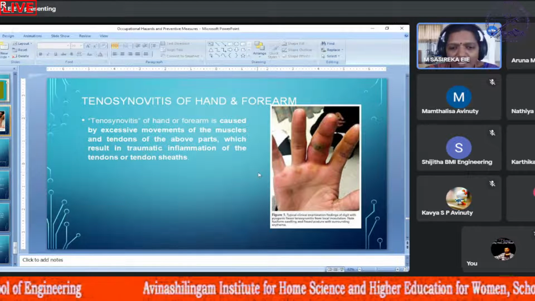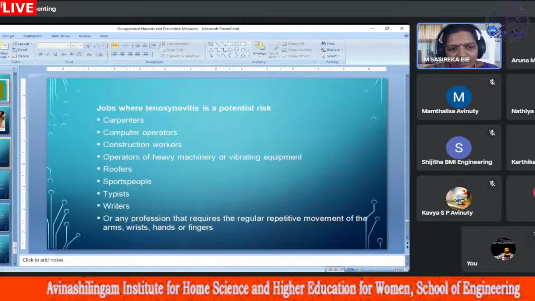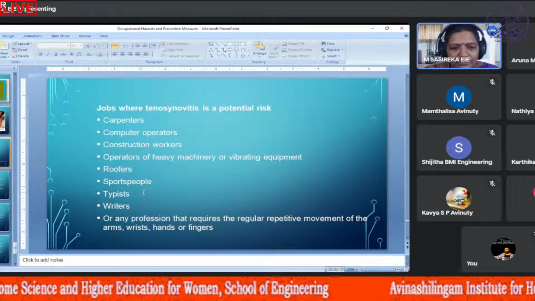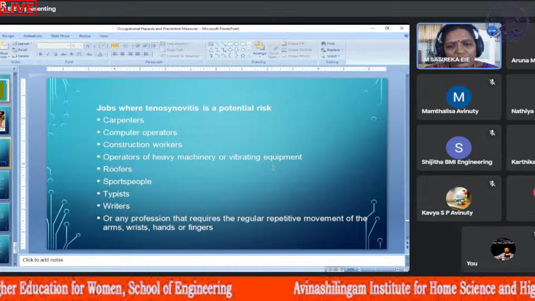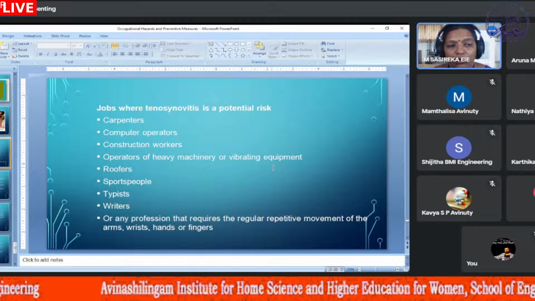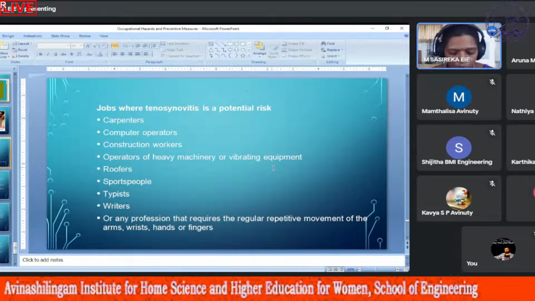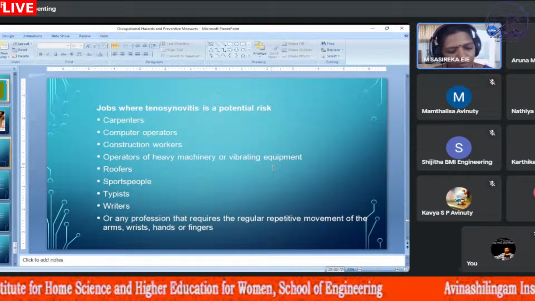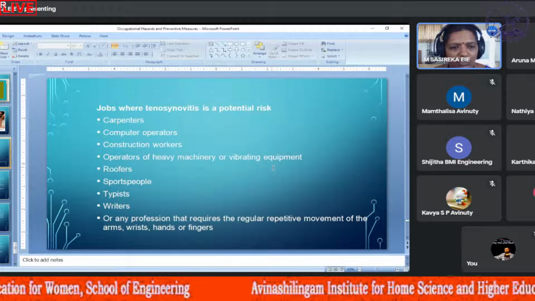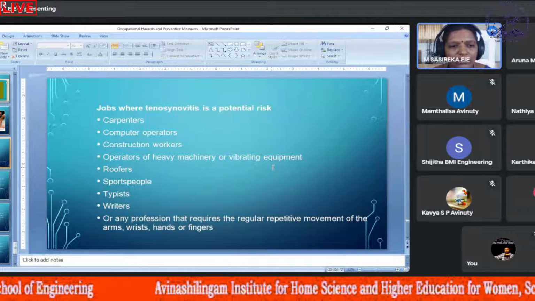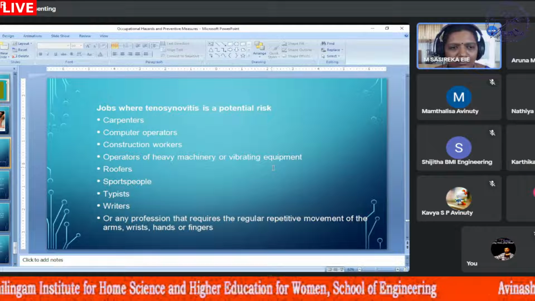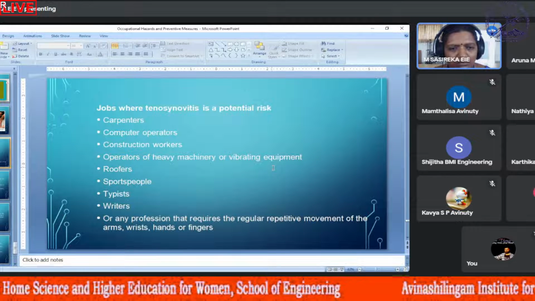Who gets this? Mostly it affects carpenters, computer operators, construction workers, typists, writers, sports people, those using heavy machinery or vibrating equipment, and roofers. These people will often get it. We are also involved in this, because even though you know many languages or MATLAB programming, you need to sit in front of the computer for a long time. We don't notice when the work ends or enjoy anything. We won't bother about anything; our aim will be to complete that work.